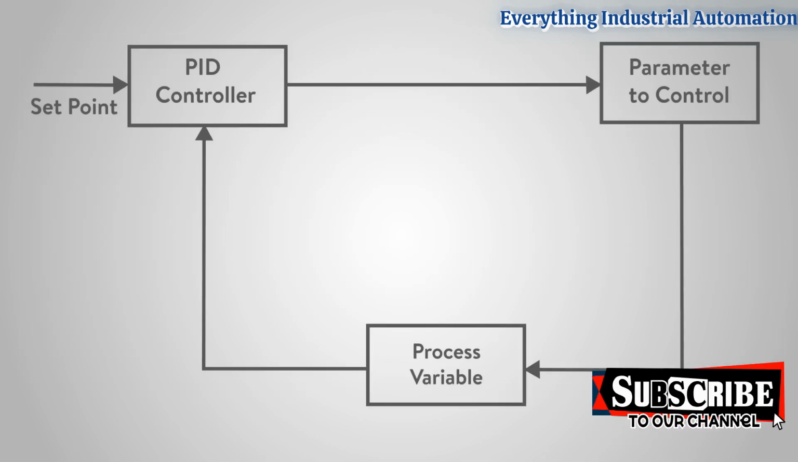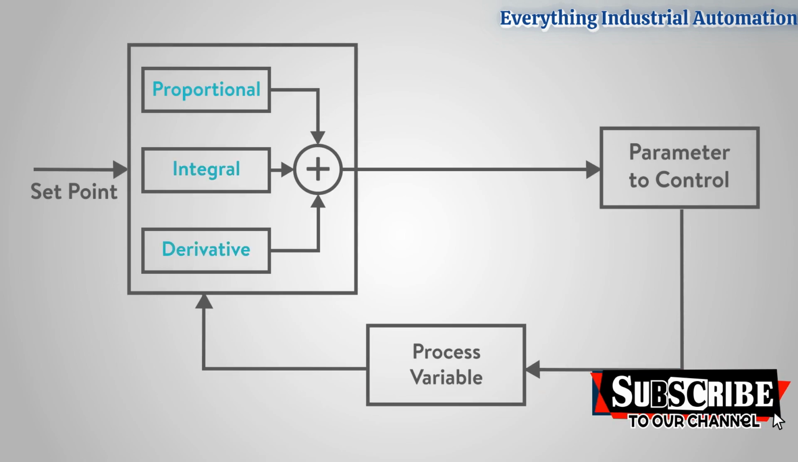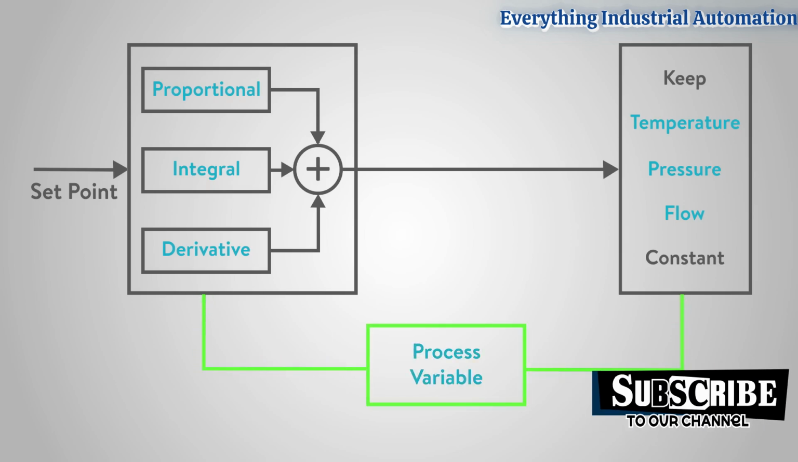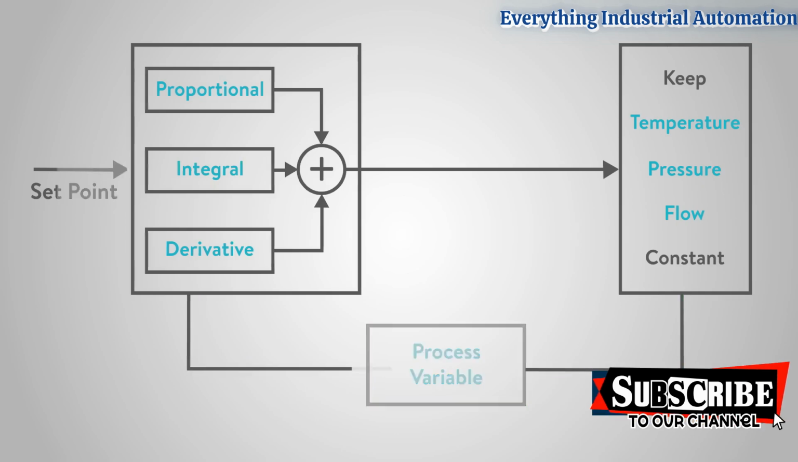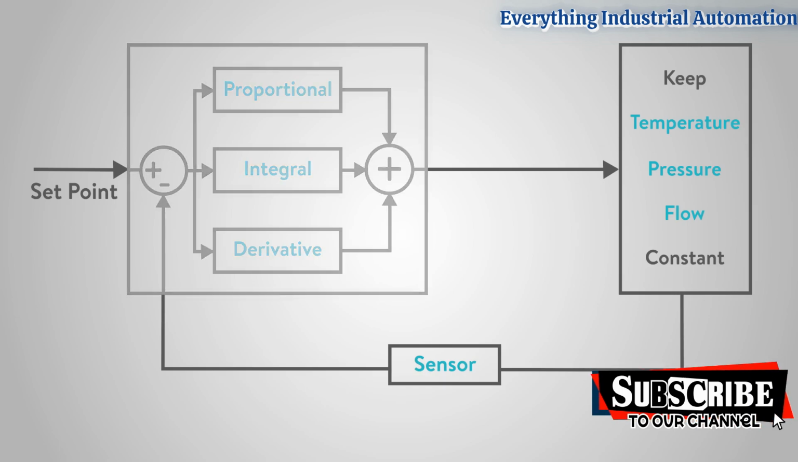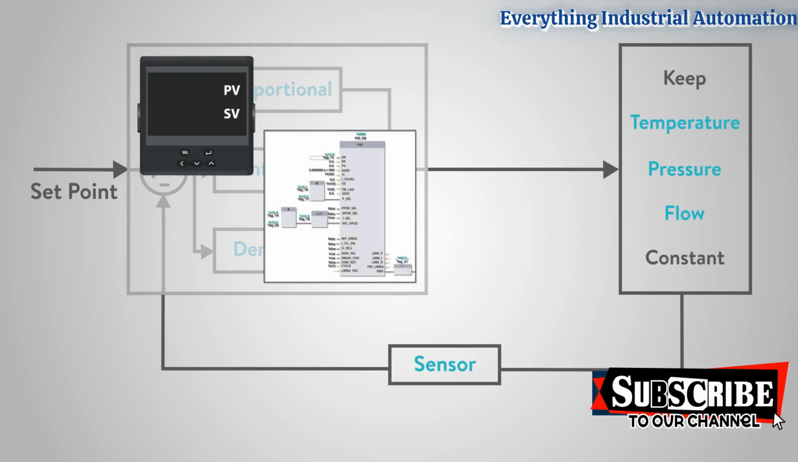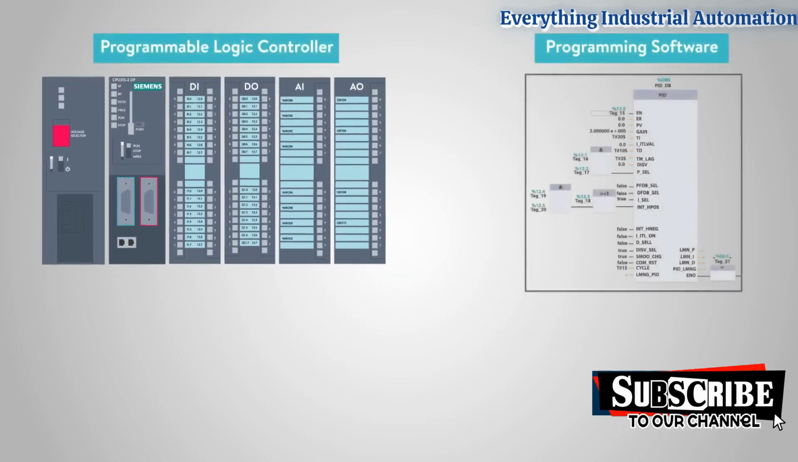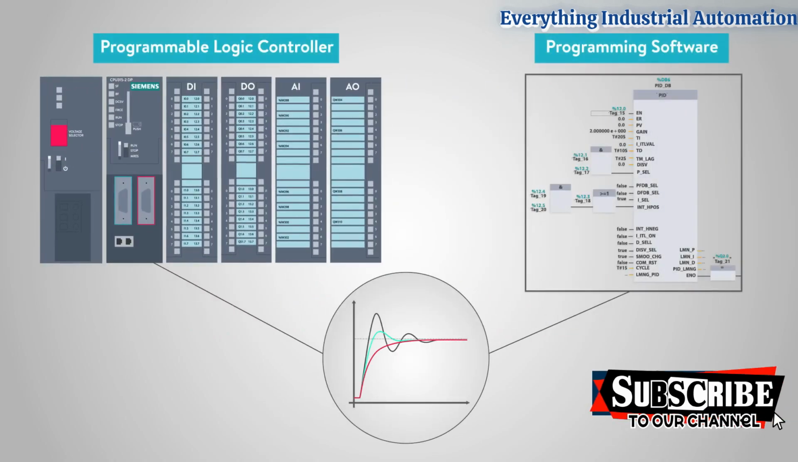A PID controller is a proportional integral derivative controller. It can keep an automated process, like temperature, pressure, or flow, constant for you automatically. PIDs use a control loop feedback or process variable to monitor where the output should be. These usually come in the form of sensors and meters. PIDs come in many different forms, including standalone units and PLC programming. We can use our input and output cards along with programming software to set up a PID.